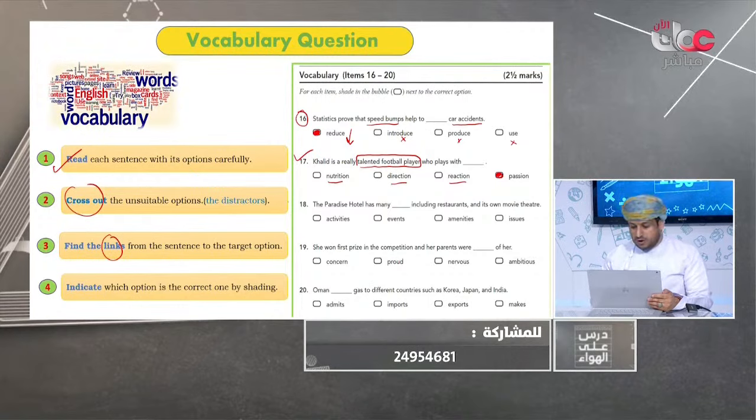Okay, so let's go to question number 18. The Paradise Hotel has many dash, including a restaurant, underline restaurant, and its own movie theater. Those are the keywords.